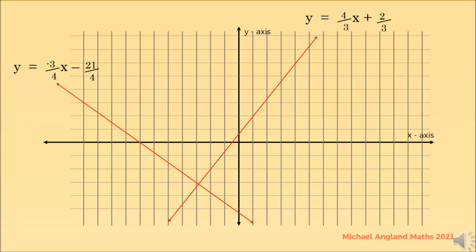That's y equals 4 on 3x plus 2/3. Notice that that has a positive slope, so it's moving upwards as we go to the right, and 4 on 3 is greater than 1, so it's moving upwards at greater than a 45-degree angle, and they look, and indeed they are, perpendicular, and that can be checked by taking the product of their slopes. Minus 3/4 times 4/3 is minus 1. These are two perpendicular lines.